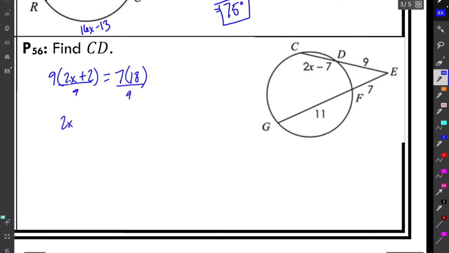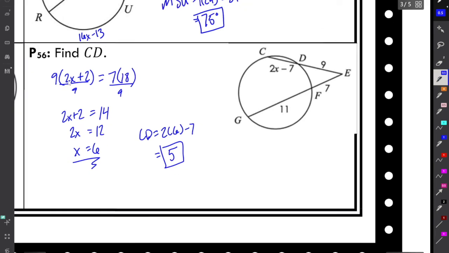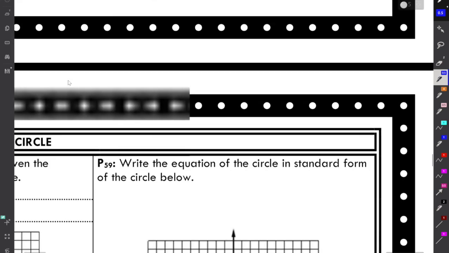I get that 2x plus 2 is equal to, so 18 divided by 9 is 2, times 7 is 14. Oh, I made it much simpler now. Subtracting 2, 2x is equal to 12, so x is equal to 6. Alright, now I'm not done yet. I need to find CD, but CD is just 2x minus 7, so 2 times 6, which is 12, minus 7. CD is equal to 5. And with that, we have finished all the multiple problems for C-5 in our review.